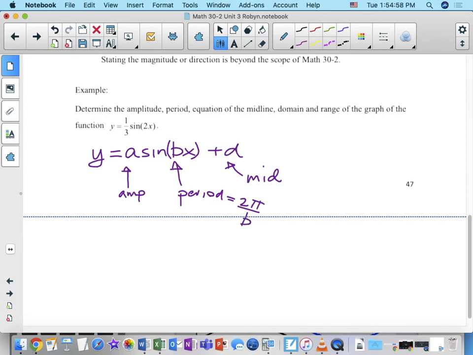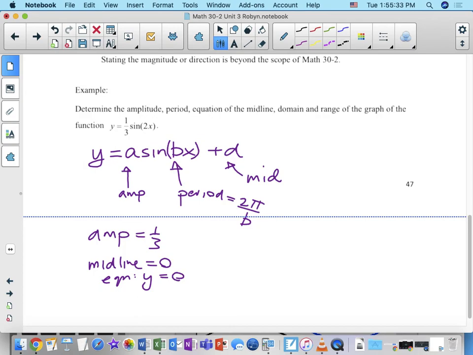Okay, so we can say what the amplitude is. It's 1/3, because that's the A value. What's the midline here, by the way? What's the D value? It's 0, yeah, we're not adding anything on the end. So the midline is 0, which means the equation of the midline, horizontal line at 0, is y equals 0.